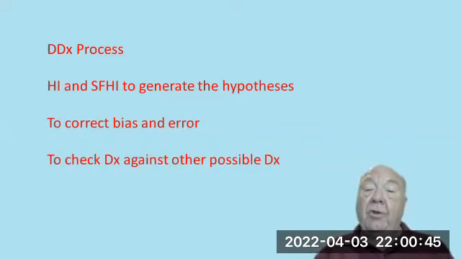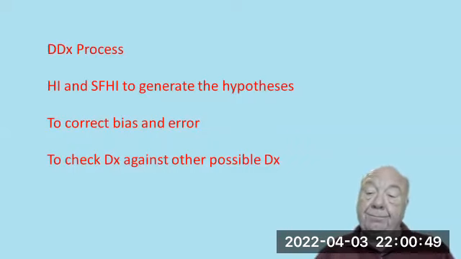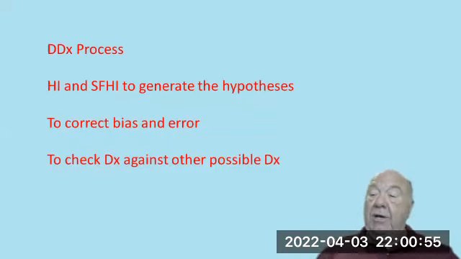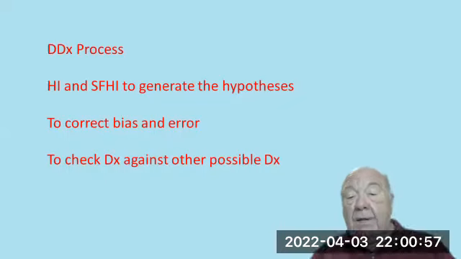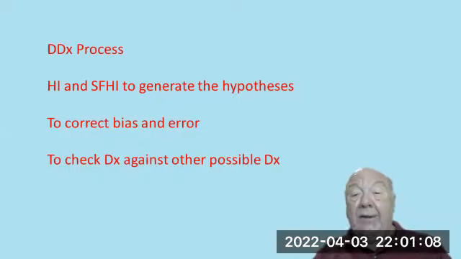Differential diagnosis can also be used to correct bias and error. So once you've made the diagnosis and you accept that there might be confirmation or availability bias or anchoring or whatever, then you can list a number of differential diagnoses and then compare them to the patient's complaints and your diagnosis, and make sure that you haven't been prone to bias or making an error.